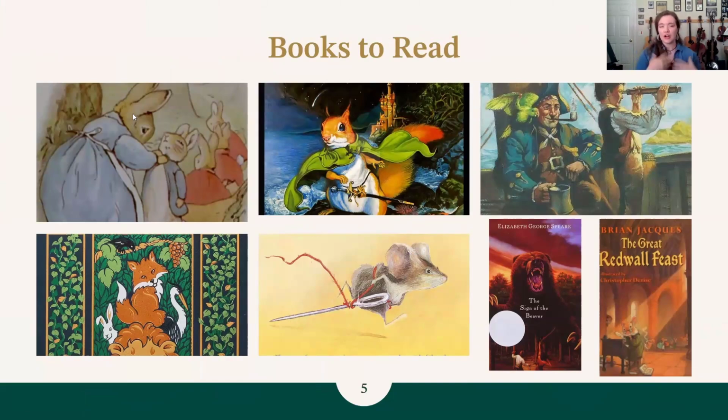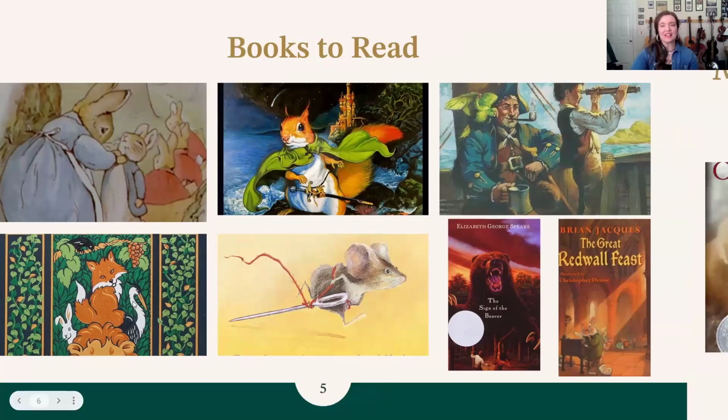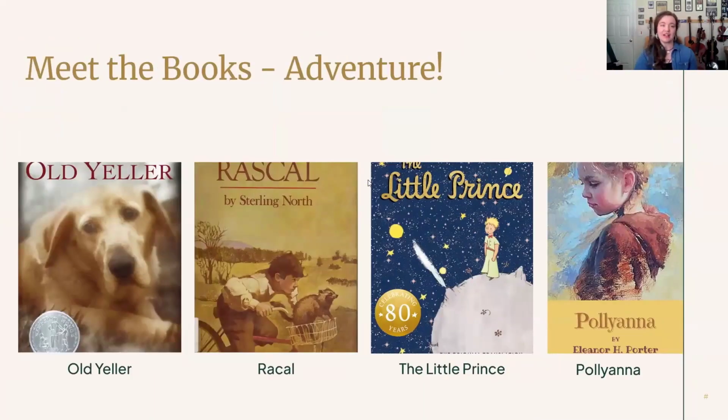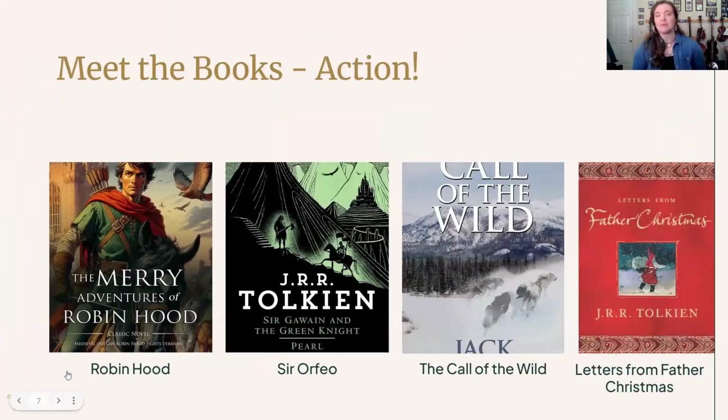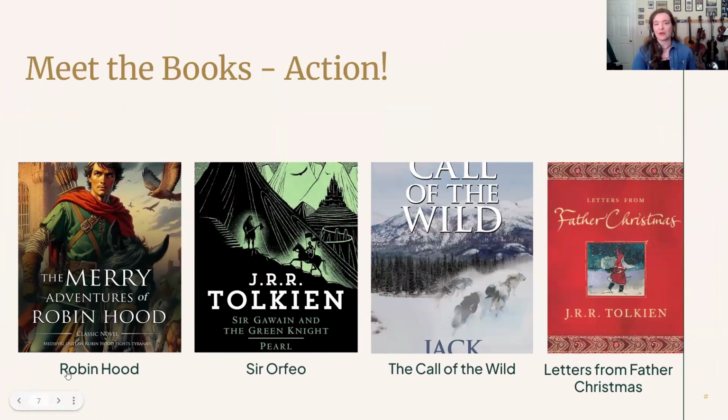Because at first we look at our human natures, the 7 virtues, through animals' eyes. And then we transition to human eyes, so to speak, because that kind of leads into level 7. So in level 7 of this course, we're going to be reading books about people, and it's all action and adventure themes. So we have Old Yeller and Rascal, The Little Prince, and Pollyanna. And then we also focus on some older texts, like Robin Hood and Sir Orfeo, and then Tolkien's translation, or I should more specifically say his version of Father Christmas, which we're going to do over the Christmas period, which of course is going to have a ton of fun things in it.